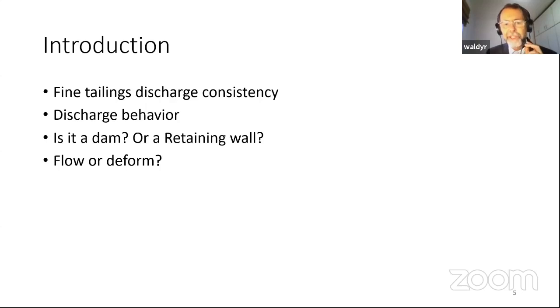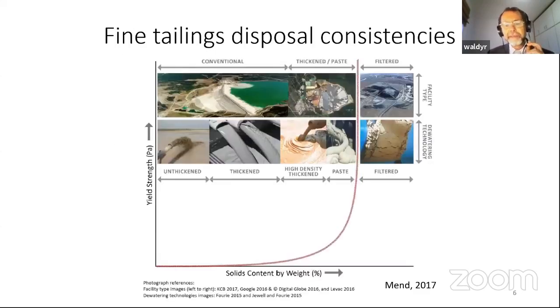So, tailings discharge consistency. I think many of you have seen this picture before, where it shows several possibilities as far as the tailings consistencies. On the left, you have the thickened tailings, a very diluted mineral suspension. And then you have something a little bit thicker, a more cohesive spill. You have the thickened tailings. And then you have something that looks like a paste.